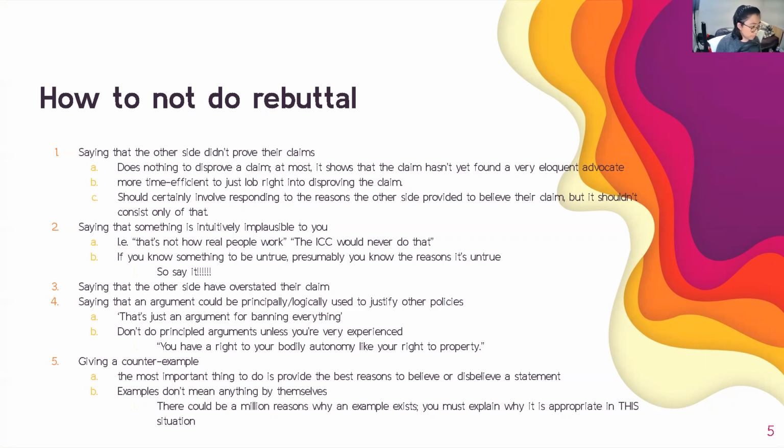So this should certainly involve responding to the reasons the other side provided to believe their claim, but it shouldn't consist only of that. So you want to make sure you go into depth and take the other team at their very best. Don't strawman them and refute their claims just as they put them out.